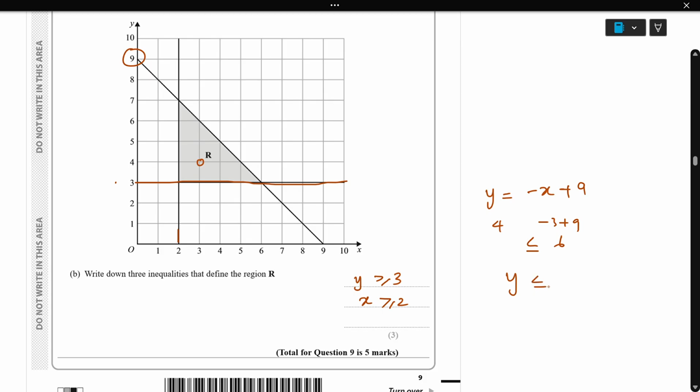Y less than or equal to minus x plus 9. I just pick a point and check which side is greater. So inside you pick any one of the points, and whichever side is greater, that side is open. So here we can write, I'll bring x outside, x plus y less than or equal to 9. X plus y less than or equal to 9.